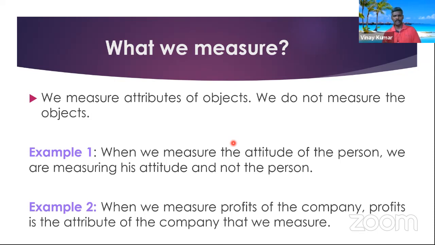One is the object and one is the attribute. So it is very important for the researcher to scale down what are the attributes that he wants to measure of an object that he has taken for his research. It could be a company, it could be a product, it could be a person that he has chosen for his research. So what are the attributes that he wants to measure is very important for the researcher to know. Unless a researcher knows what are the attributes that he wants to measure, he cannot go forward. It's very important for him to understand what are the attributes that he wants to measure.